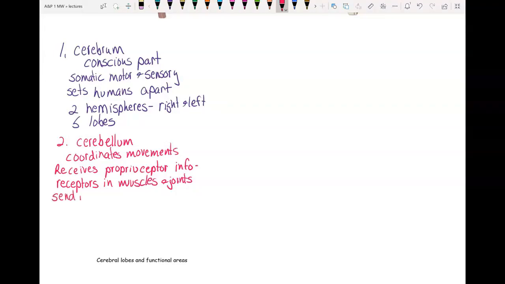So they send info about the position and movement of all your body parts. So for example, when you're walking, you have to coordinate your right leg and your left leg with each other. If they don't stay coordinated with each other, you'll fall down. So your cerebellum is keeping track of where each leg is and making sure they walk in coordination with each other.